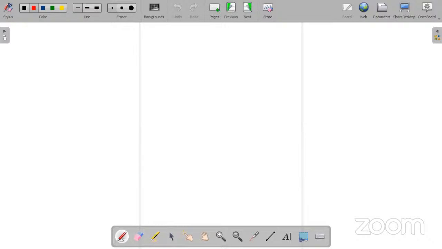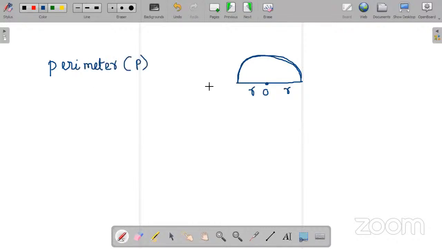See, my dear students, for example, consider this is the semicircle. Say this is O, this is the radius R. This is half of the circle. So the perimeter of the semicircle is equal to half of the circumference of the circle, that is 2 pi r, plus this length also we need to add, a line segment. This is nothing but the diameter. Diameter means R plus R, 2r. So the 2 gets cancelled. You get pi r plus 2r.